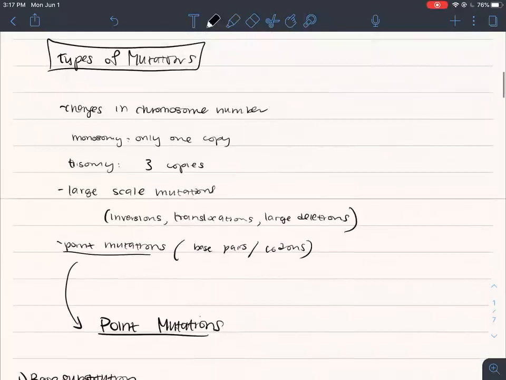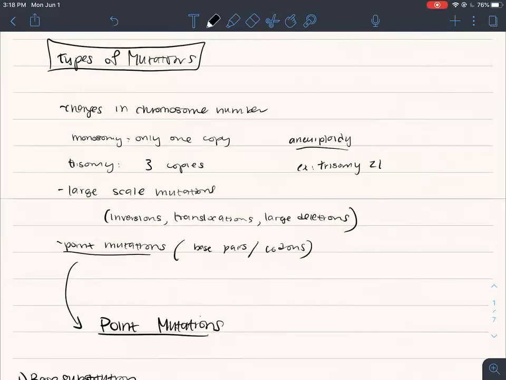There are different types of mutations depending on whether it's on a global scale, like chromosomes, or on a smaller scale, like base pairs. Changes in chromosome number is a type of mutation, like monosomy, trisomy, which is basically a change in aneuploidy. I think that's how you spell it. An example could be trisomy 21. That's a common one.